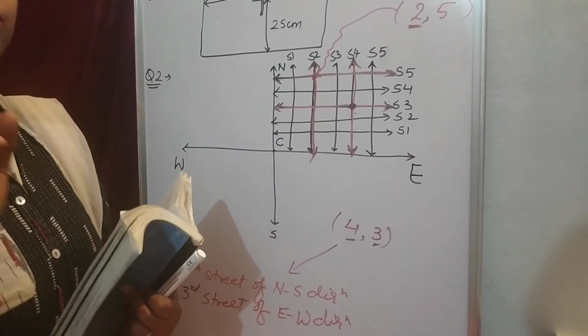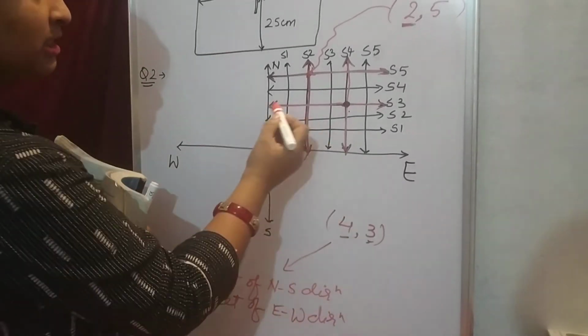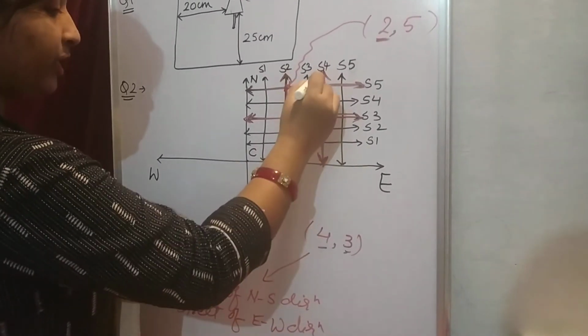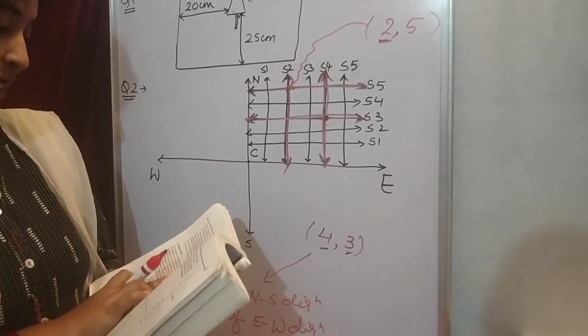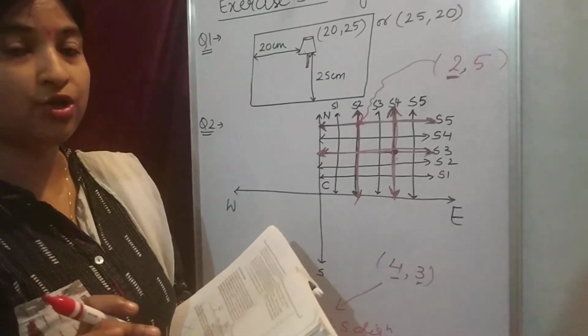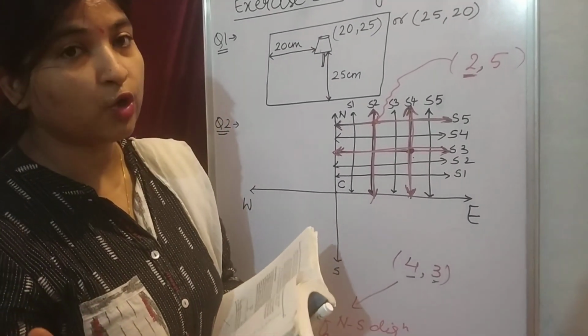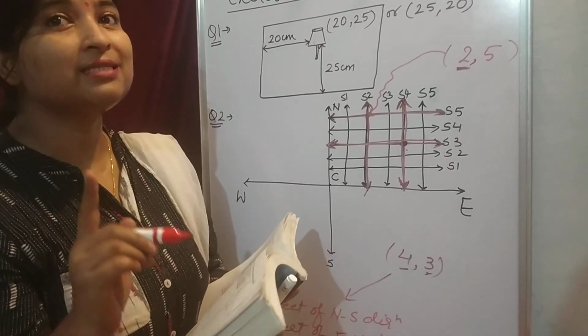So only one cross street, that is this one, can be represented as the point 4,3. Similarly, in the next question, the second part you have to do yourself, that is 3,4. It is asking how many cross streets can be represented as 3,4. So the first one is for north-south and the second one is for east-west.